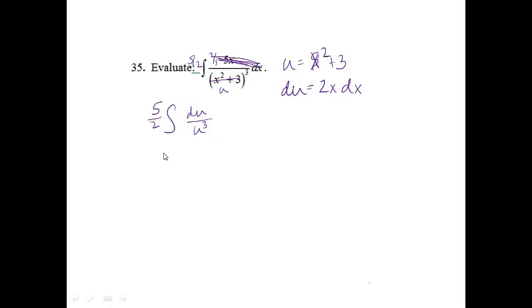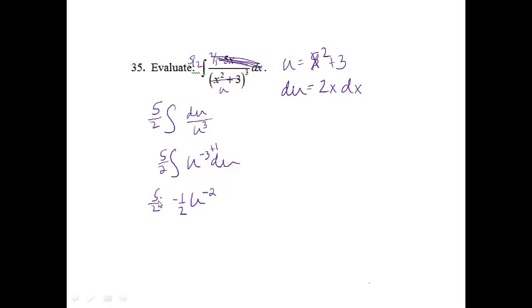And I'm still not quite ready to take the integral. This is not an ln problem because I have a power of three. So when I rewrite this, it's going to be 5/2 times u to the -3 du, and then from here I can use my power rule. I can add 1 to the power, so I'm going to get u to the -2, and then I always put the reciprocal out front, so it's going to be -1/2, and then I still have my 5/2 on the outside.